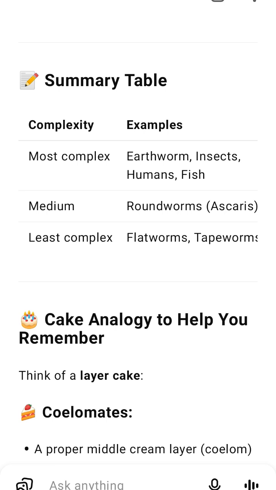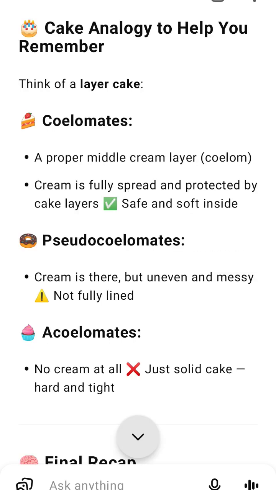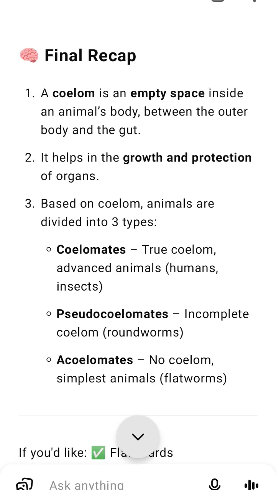Final recap. 1. A coelom is an empty space inside an animal's body between the outer body and the gut. 2. It helps in the growth and protection of organs. 3. Based on coelom, animals are divided into 3 types. Coelomates: true coelom, advanced animals, humans, insects. Pseudocoelomates: incomplete coelom, roundworms. Acoelomates: no coelom, simplest animals.